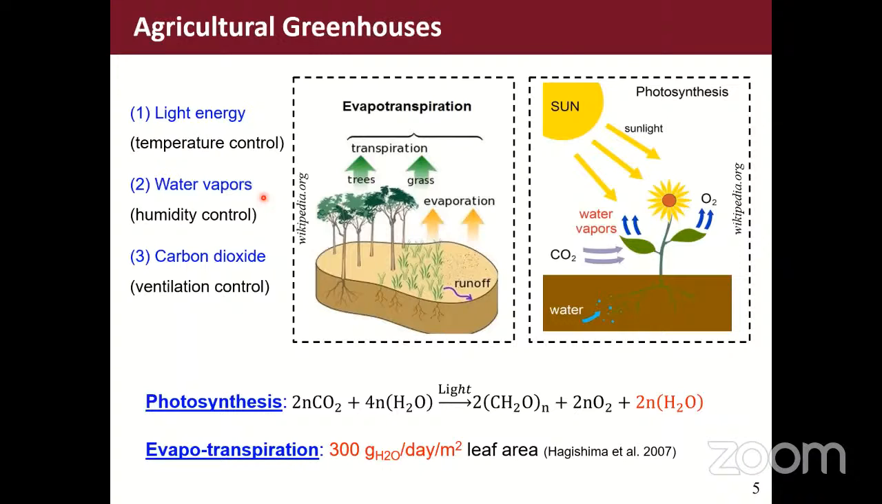So to have optimum agriculture greenhouses, we have to always control not only the temperature but also the humidity in order to have optimal photosynthesis and evapotranspiration processes. So we need some optimum carbon dioxide and optimum temperature and humidity conditions. Therefore, we are always looking for some sort of optimum temperature and humidity control systems.